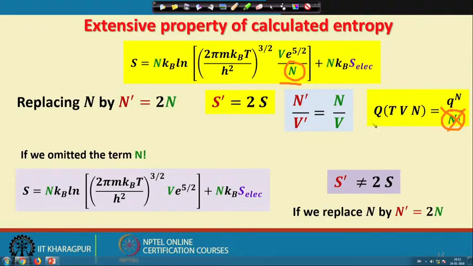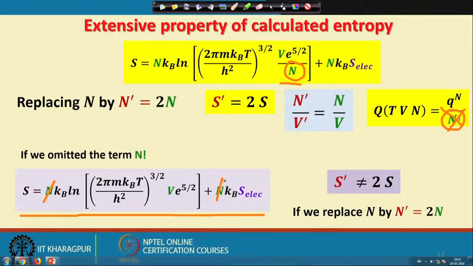Now, what would have happened if we just did not write down this N factorial? We just wrote capital Q is equal to small q to the power of N, which means that the corresponding expression for entropy would have been given by something like this. Now, what would have happened if you wanted to check for the extensivity property of entropy? You would replace N by 2N.